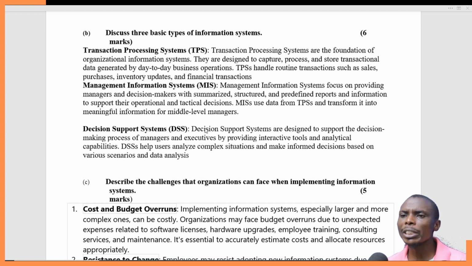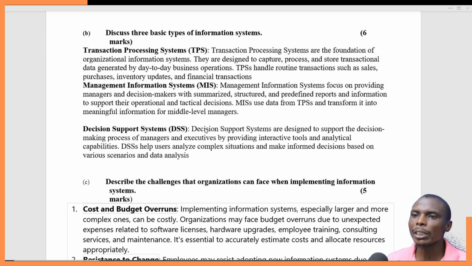Then lastly, we have decision support systems, or DSS. DSS are designed to support the decision-making process by managers and high-level management like executives. They provide interactive tools and analytical capabilities so that management is able to analyze, simulate, and use various ways to view trends and other things based on the data obtained from the management information system.